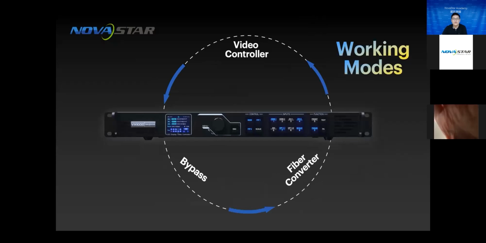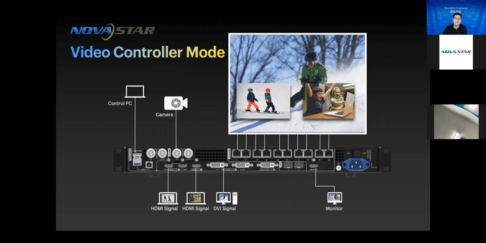There are 3 working modes for VX1000: video controller mode, bypass mode, and fiber converter mode. The bypass and fiber converter modes are newly available to the VX series. Let's check them one by one. The video controller mode is the same as other VX series. It combines the LED sending card and video processing functions into one single box. One thing to mention is that the monitoring function of VX1000 is different from VX6S. VX1000 has no switcher mode, so there is no preview function. Its monitor just shows us what the LED screen is displaying right now.